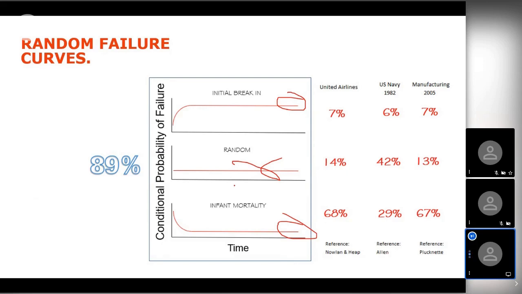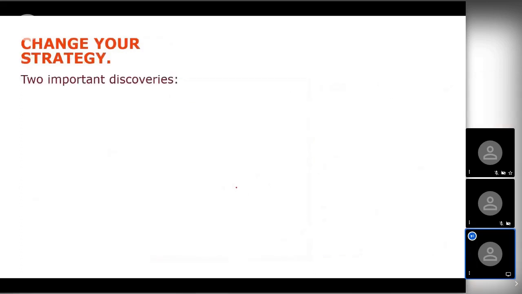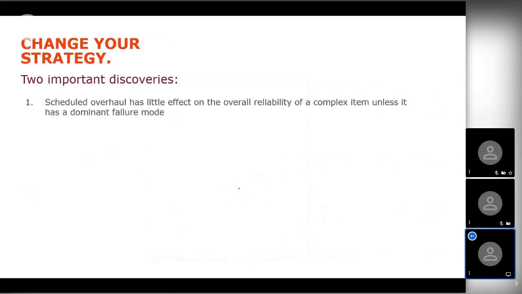What does this tell us though? What does that really mean for our business? There were two important discoveries that they found from these graphs and from this investigation. The first one, that scheduled overhaul or planned maintenance has little effect on the reliability of a complex item unless it has a dominant failure mode.